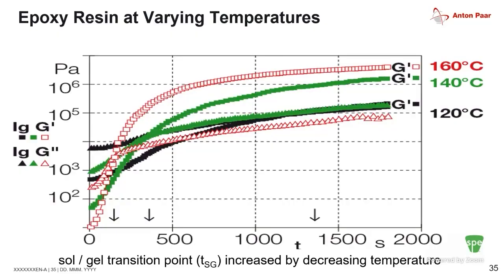And if I go 20 degrees higher, at 160, I see that the crossover point is roughly within 100 seconds or so. And so this gives me an understanding that if I change temperature, my processing window, where the sample goes from flowable to non-flowable, is greatly changed in this case.